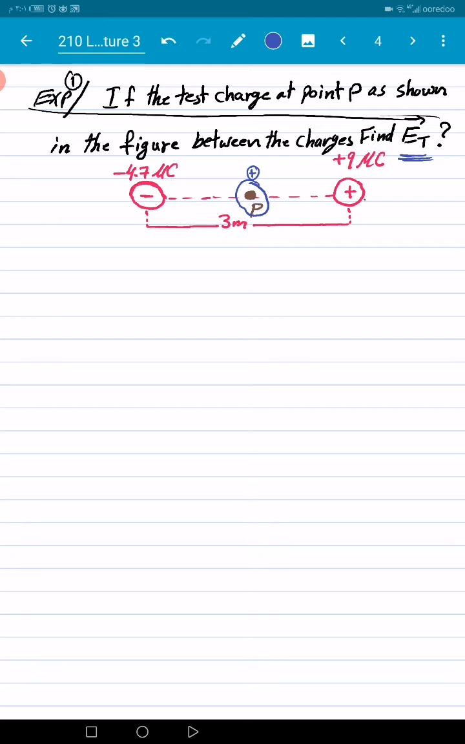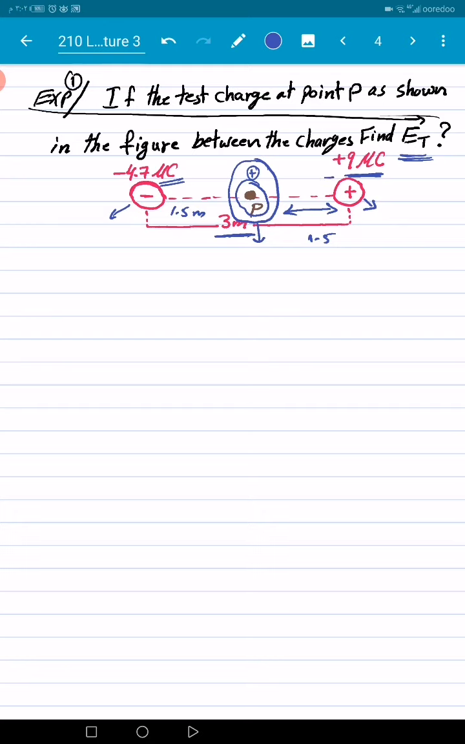So what I can do, I check my information. I have two charges, one positive and the other negative. The positive charge number one is 9 microcoulomb. The second one is negative 4.7 microcoulomb. The distance between these two is 3 meter. The test charge is fixed in the middle, so that means 1.5 meter here and 1.5 meter here.